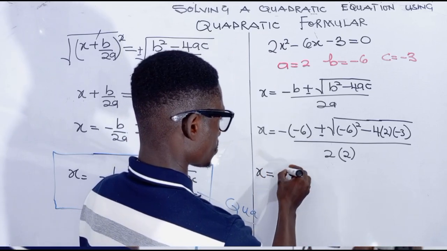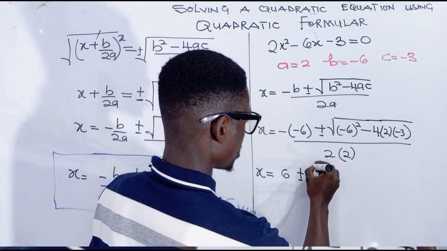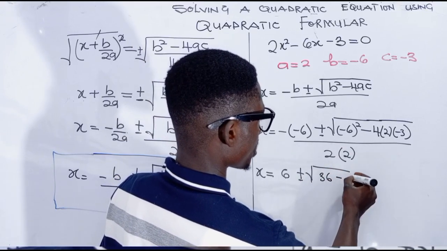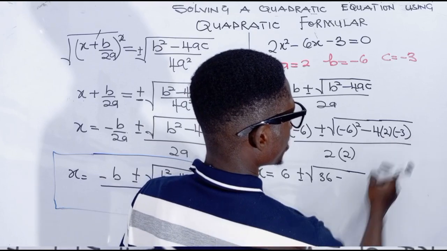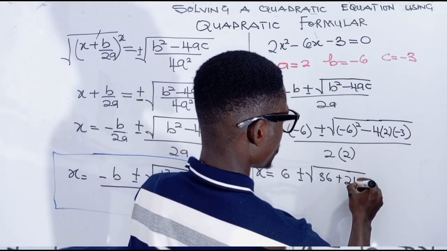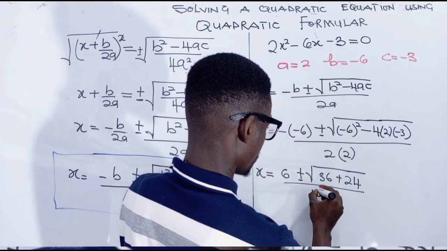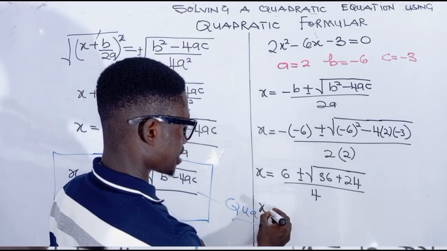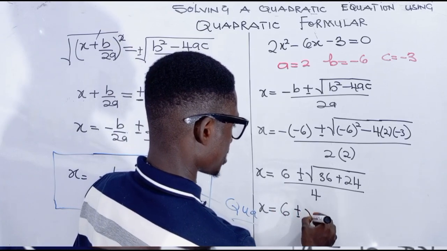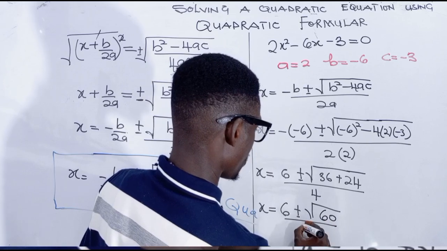2. Now once we have this, we just have to simplify. This is going to give us positive 6 plus or minus root of, this is going to give us 36, and then this will give us 6, so we have plus 24, all over what? 4. So we have x is equal to 6 plus or minus, this is going to give us what? 60, all over what? 4.